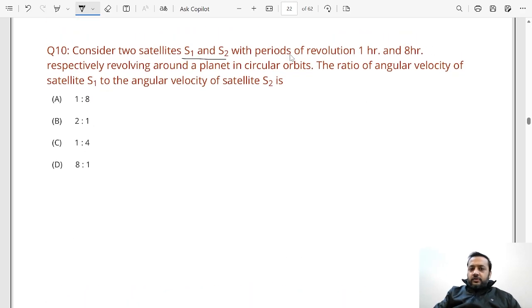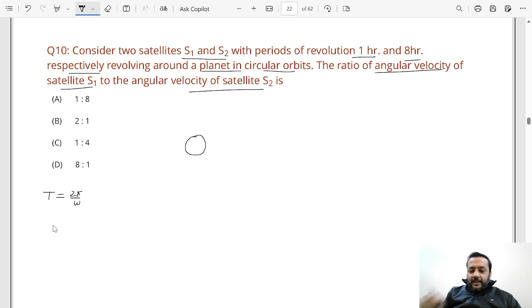Two satellites S1 and S2 with periods of 1 hour and 8 hours respectively are revolving around a planet in circular orbits. The ratio of the angular velocity of satellite S1 to the angular velocity of satellite S2. It is a painfully easy question, I will say. Basically, let's say there's a planet and there are satellites which are revolving in the time of 1 hour and 8 hours. Now, time period is nothing but 2 pi by omega.